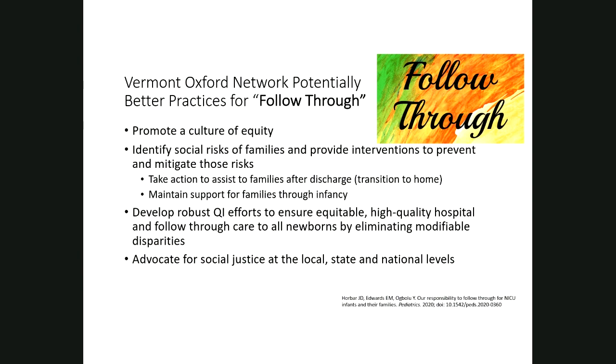This is probably one of the last things that I'm going to show. This was a webinar that was done by the Vermont Oxford Network. They came up with 69 individual points considered as follow-through points. These are the broad headers that they described: promoting a culture of equity, identifying social risk of families and providing interventions to prevent and mitigate those risks, including that transition to home and maintaining support throughout infancy, developing robust QI efforts to ensure equitable, high-quality care, and to advocate for social justice at the local, state, and national level.